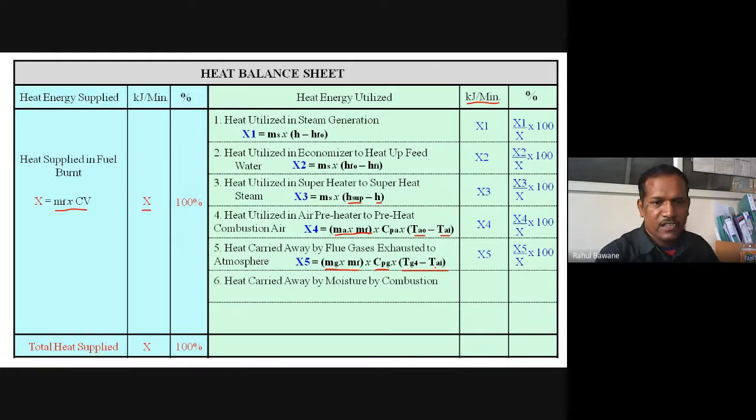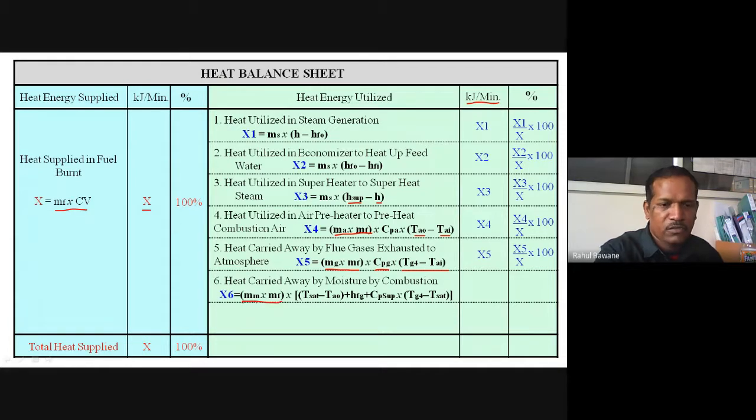Next head is heat carried away by moisture by combustion. Wherever there is moisture content, it might be possible that moisture itself is in the air, or moisture itself generated steam. Wherever there is moisture, that moisture is going to absorb some heat to get vaporized, and that heat is counted under this head 6. How is it going to be calculated? Mass of moisture multiplied by mass of fuel. Mass of moisture per kg of fuel is given.